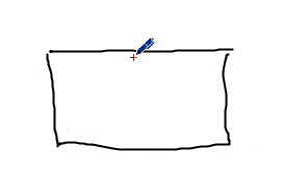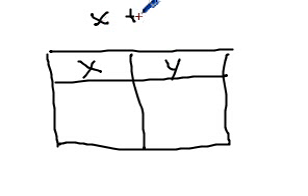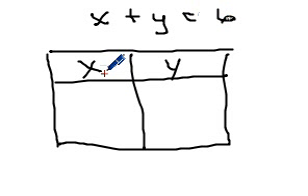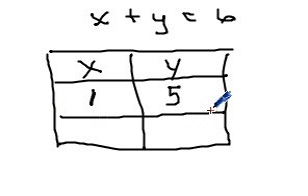So you create a table and you just start filling it in for the value of x and y. In this column over here, I'm going to put a value for x. In this column, I'm going to put a value for y. So let's do it with the equation x plus y equals 6. If x is 1, y is going to be 5. If x is 2, y will be 4.